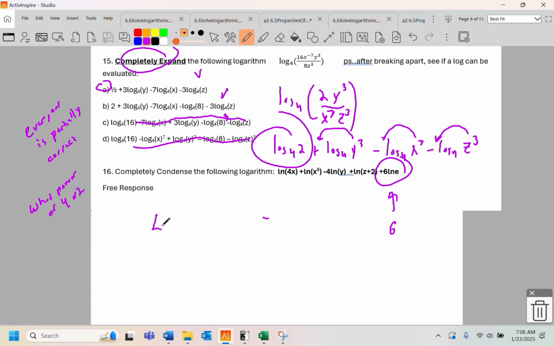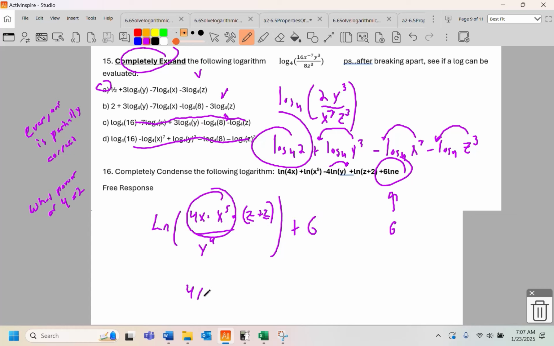But anyways, we have a singular logarithm. She's going to contain 4x times x to the 5th. 4 needs to be moved up front, over y to the 4th, because this is negative, times z plus 2. And then we have plus the 6. This needs to be cleaned up. I'm curious to see how many kids don't. And I will dock you if you don't clean it up.